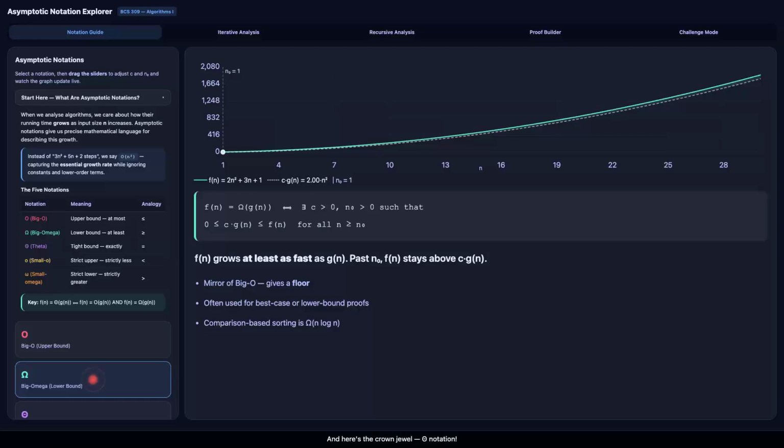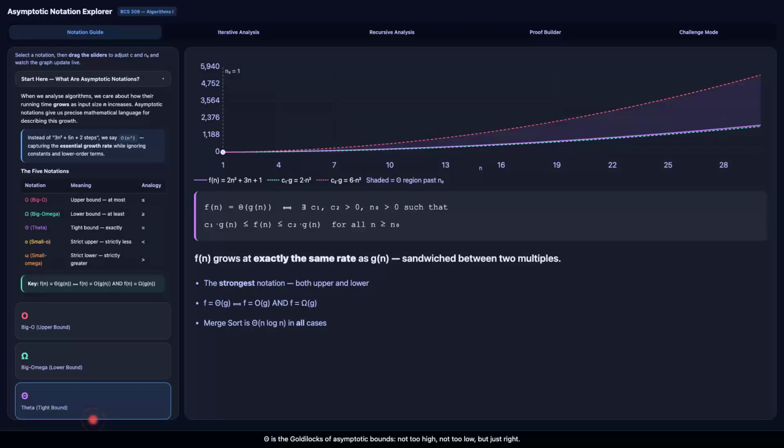And here's the crown jewel, theta notation. Theta is the Goldilocks of asymptotic bounds. Not too high, not too low, but just right. When f of n is theta of g of n, we're saying they grow at exactly the same rate. f is sandwiched between two multiples of g. It has both an upper bound and a lower bound in terms of g. This is the tightest, most precise characterization we can give. Merge sort isn't just O of n log n, it's theta of n log n, meaning it always takes that long, no matter what the input looks like.